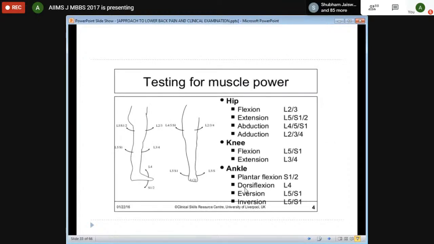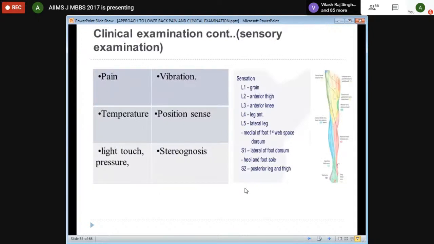Regarding the spine, we'll always test the hip, knee and ankle. The power of hip, knee and ankle is very important because all these are interrelated. In the hip, we look for flexors, extensors, abductors and adductors. In the knee, we look for flexors and extensors. In the ankle, we look for plantar flexors, dorsiflexors, everters and inverters. The root values are given beside. Now, sensory examination: we look for pain, temperature, light touch and pressure, vibration, position sense, and stereognosis.